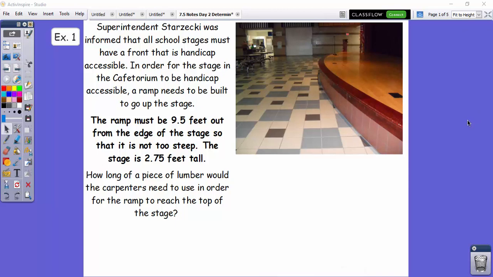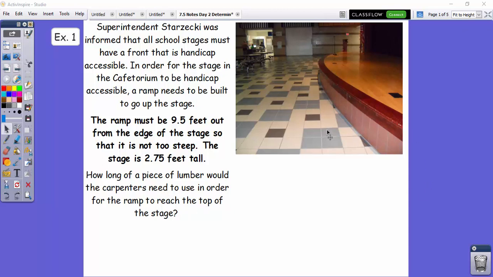For this problem, we're going to be looking at a situation that involves our superior middle school stage in the cafetorium. So the problem says, Superintendent Starzecki was informed that all school stages must have a front that is handicap accessible. In order for the stage in the cafetorium to be handicap accessible, a ramp needs to be built to go up the stage. The ramp must be 9.5 feet out from the edge of the stage so that it is not too steep. The stage is 2.75 feet tall. How long of a piece of lumber would the carpenters need to use in order for the ramp to reach the top of the stage?